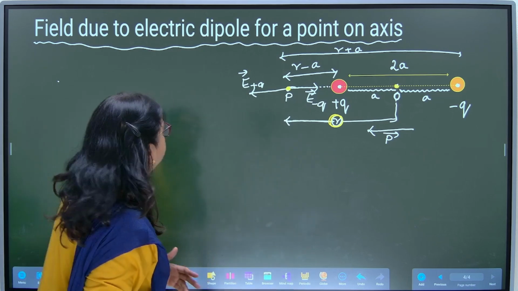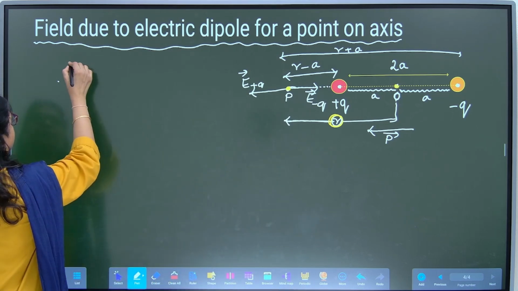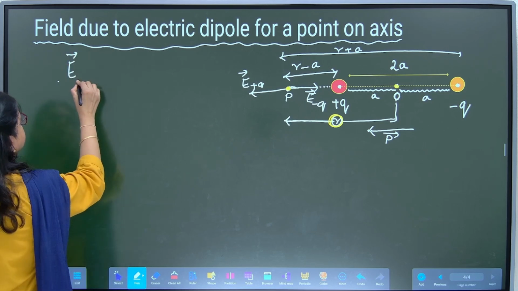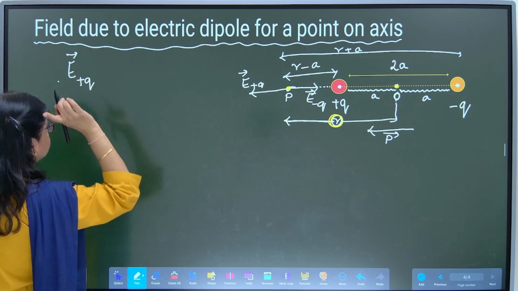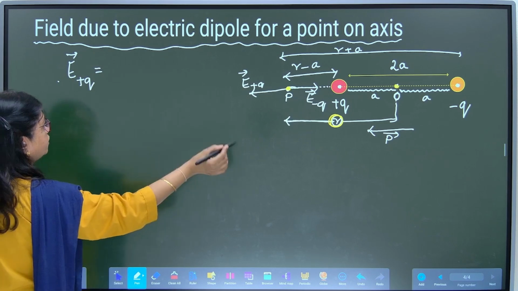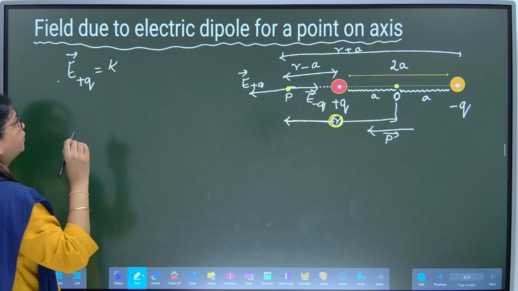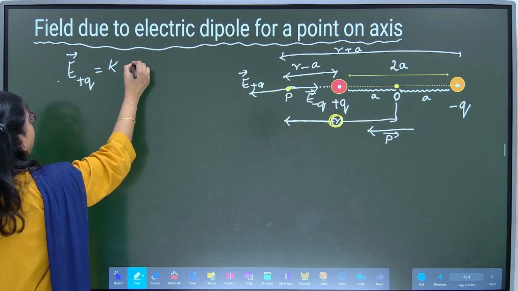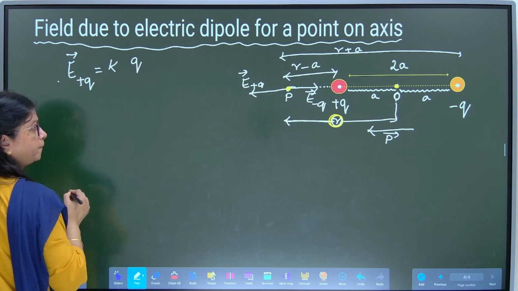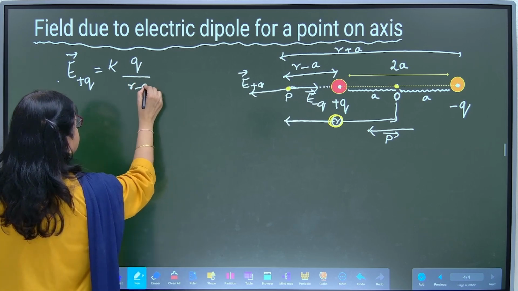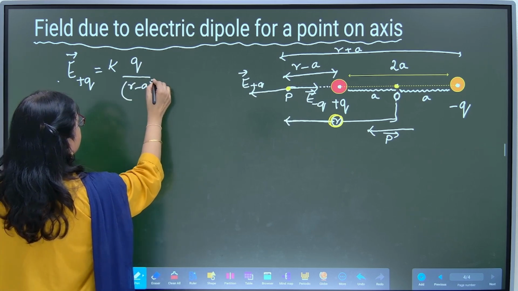We will write E plus Q. Remembering what is the distance between plus Q and P, K. We can write it as K also, we can write it as 1 upon 4 pi epsilon naught also. K Q upon, what is the distance? R minus A, whole square.